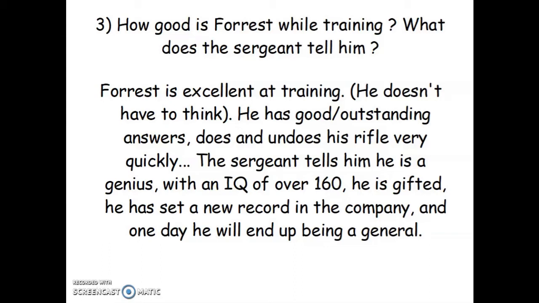So here it is pretty strange, considering the fact that we know that Forrest Gump has a low IQ, that he's got problems understanding others. He's not really intelligent, okay? But here in the army, he looks like a genius, right? So this is pretty funny. Let's move on to question 4.